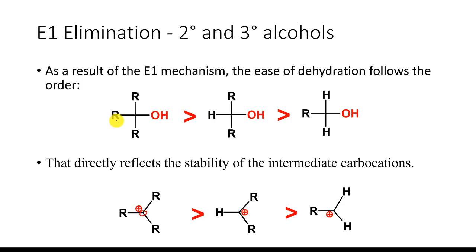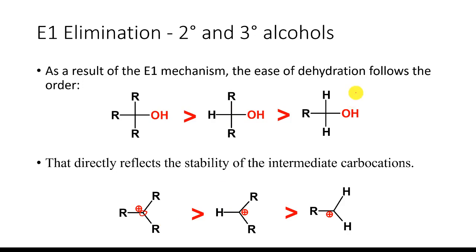So alcohols can undergo elimination or dehydration by two different mechanisms. For secondary and tertiary alcohols, we get E1 elimination, and the relative rate, or the ease, of dehydration follows the same order that we have for the stability of carbocations, because during the course of the reaction, a carbocation gets formed. So for tertiary alcohols, which form tertiary carbocations, those rates are the fastest for E1 elimination. For secondary alcohols, that's the next fastest, and that also follows the E1 mechanism.